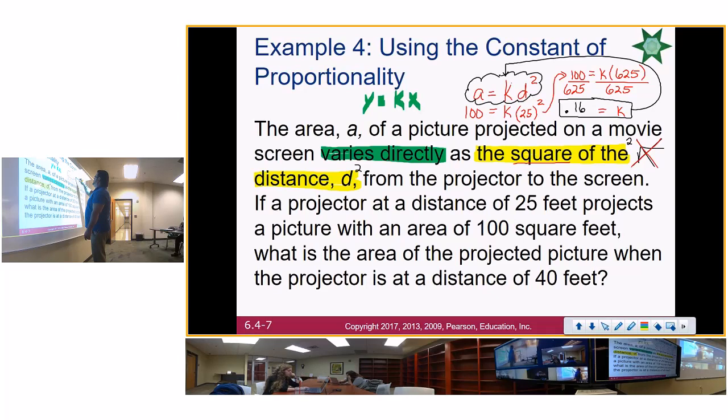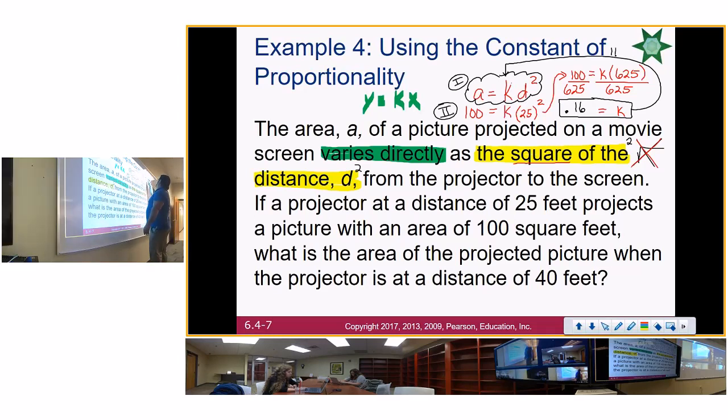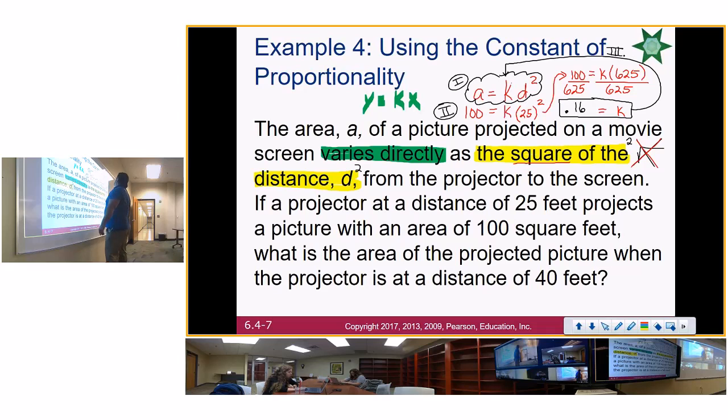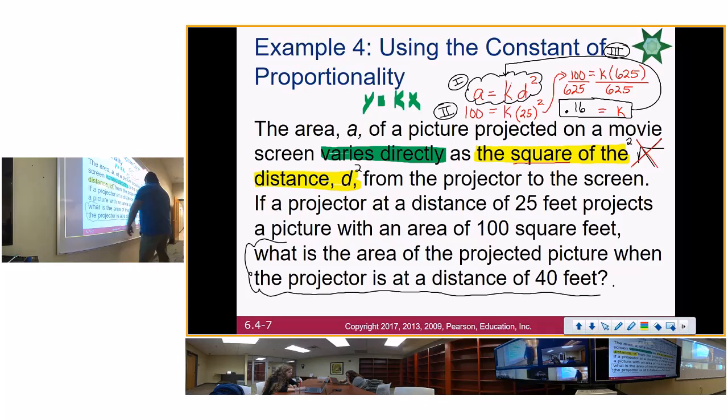So this is part 1, replacing the what? Variables. Part 2 is plug in what? And usually solve for K. After you find K, you do what? You plug it back into the original equation. And now you do part 4, and part 4 is more for what? Information. And I wrote that down.